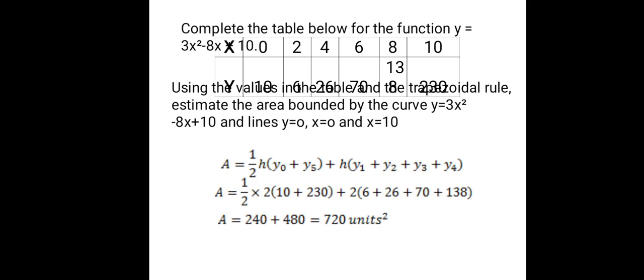Complete the table below for the function y = 3x² − x + 10. Using the values in the table and the trapezoid rule, estimate the area bounded by the curve y = 3x² − x + 10 and the lines y = 0, x = 0, and x = 10.